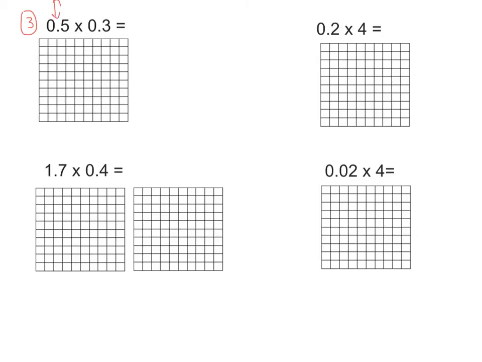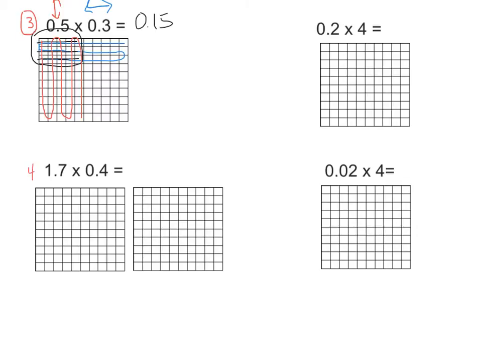So I'm going to shade the first number up and down, and this is just my personal preference. You can do the first one side to side if you choose. So since I did 5/10 vertically, I'm going to model 3/10 horizontally. 1, 2, 3. And now I'm going to count how many of these squares have both colors. So this is 5, 10, 15. And since I'm counting squares, I know this answer is 15 hundredths.